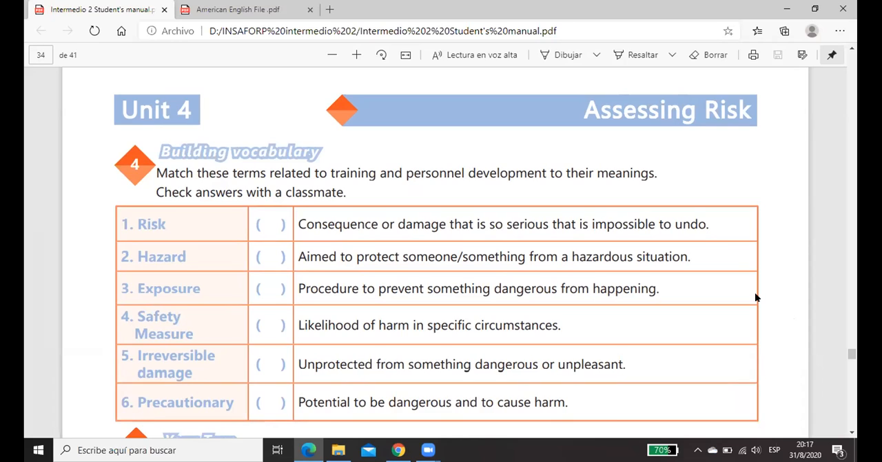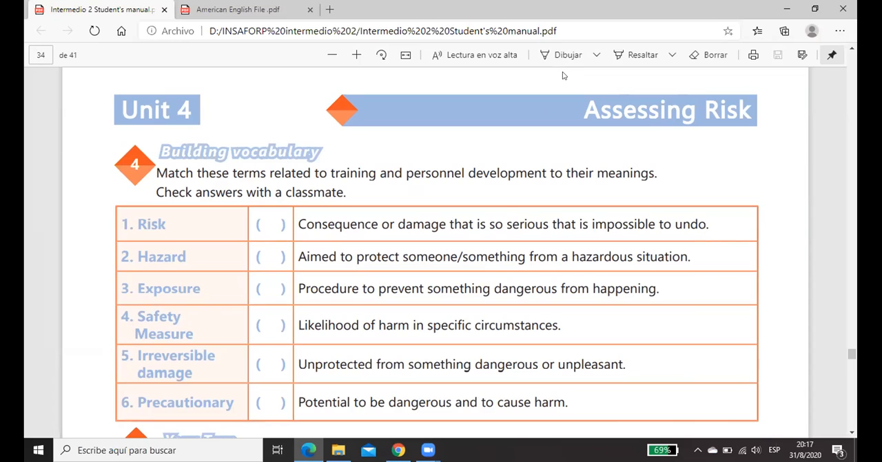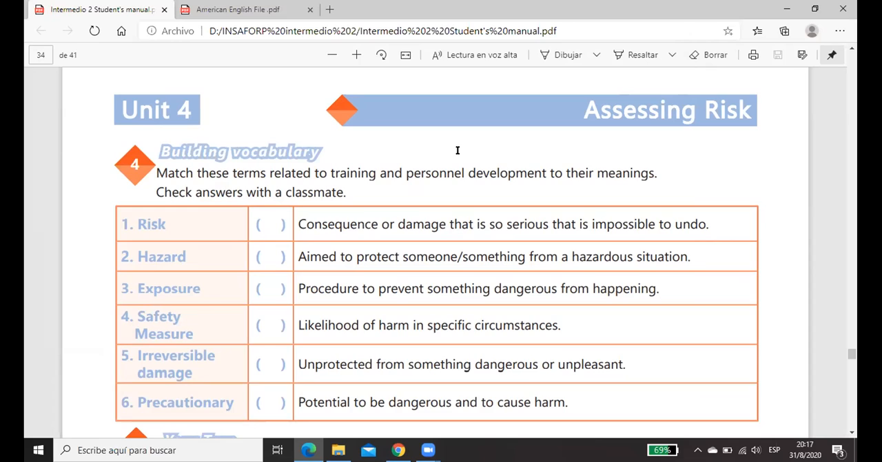All right. Next one, we have a hazard. Risk and hazard are very, very similar. Let's think about that. Procedure to prevent something dangerous from happening. Hazard. A hazard is very similar to a risk. So. Aiming to protect someone.